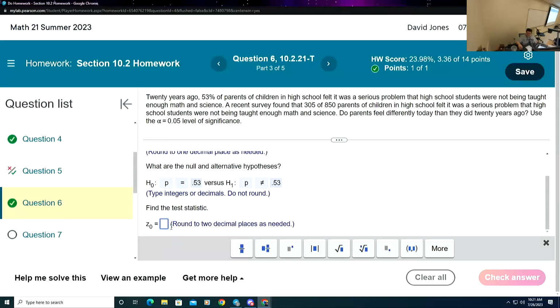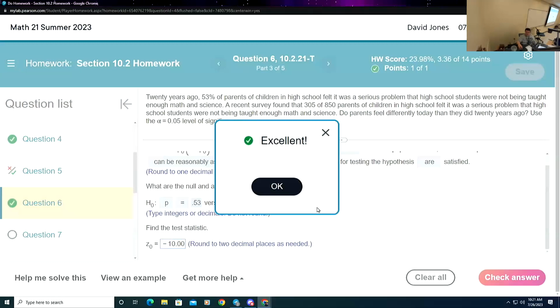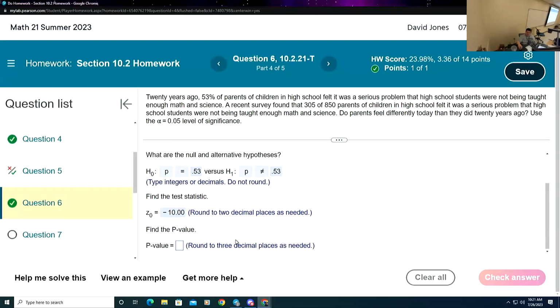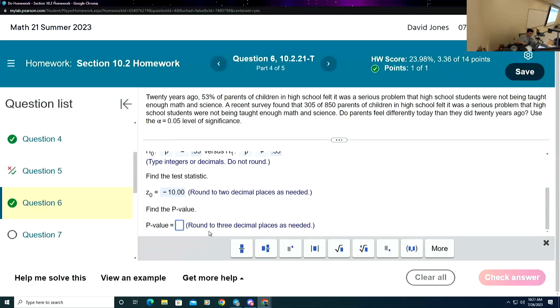The test statistic to 2 decimal places is -10. If I round to 2 decimal places, it's -10.00. And the p-value to 3 decimal places is actually just 0. It was 0.0001.